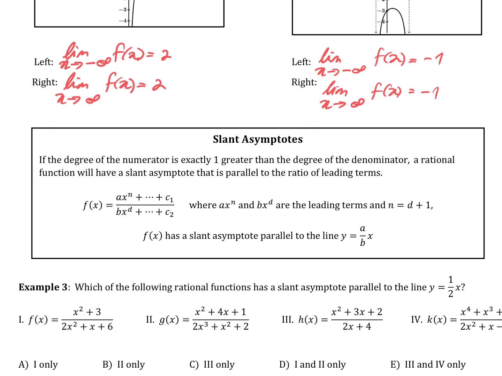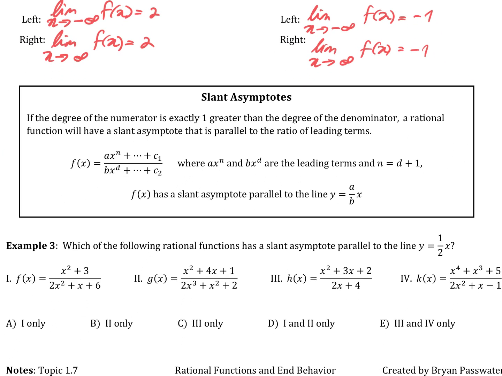Okay, so let's look at slant asymptotes. If the degree of the numerator is exactly 1 greater than the degree of the denominator, a rational function will have a slant asymptote that is parallel to the ratio of the leading terms. So I would like you to look at the keyword in here. Always remember, it's like a case 3 that we have studied earlier. Here, the degree of the numerator is exactly 1 greater than the denominator. Okay, there will be a slant asymptote. So here, we can always look at the asymptote that is parallel to the line y is equal to ax plus b.